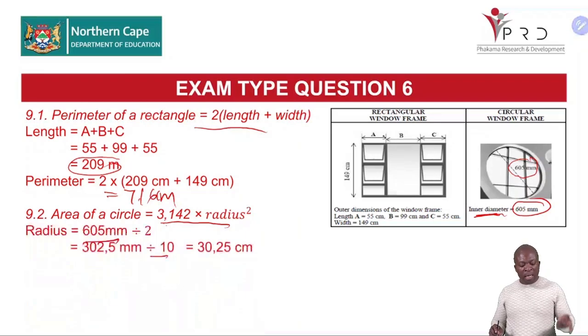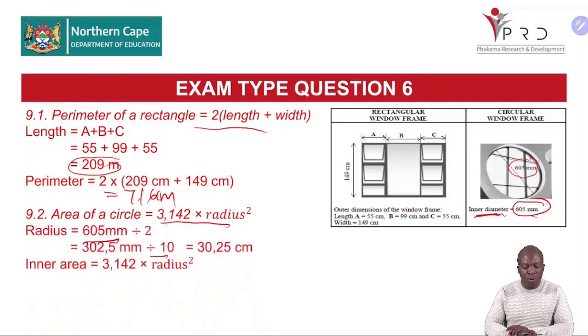Because I want my answer in centimeters, but currently my unit is in millimeters. So I'm converting, changing from millimeters to centimeters. So I'm getting 30.25. Now that I have everything sorted, what you do is substitute them into your formula. So you're going to get 3.142 times 30.25 times 30.25.